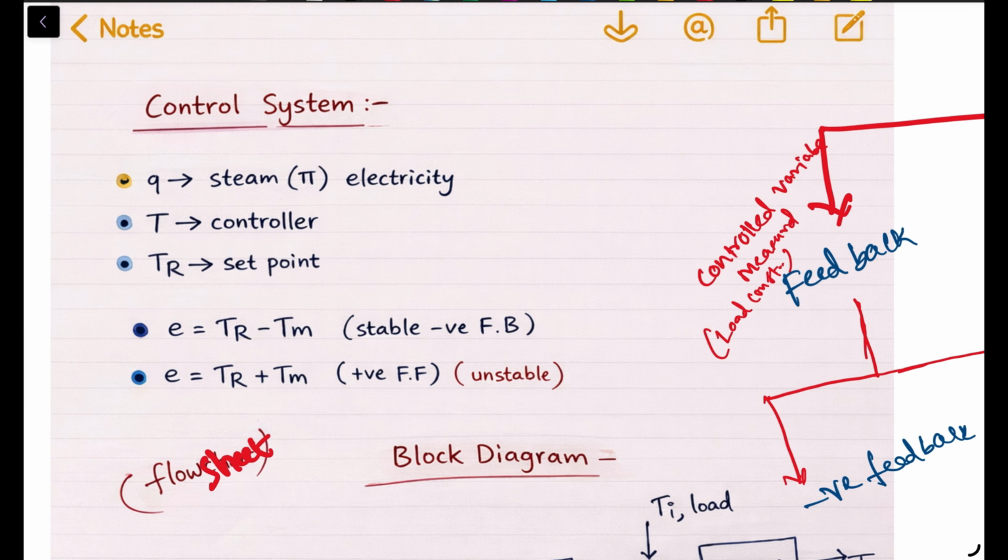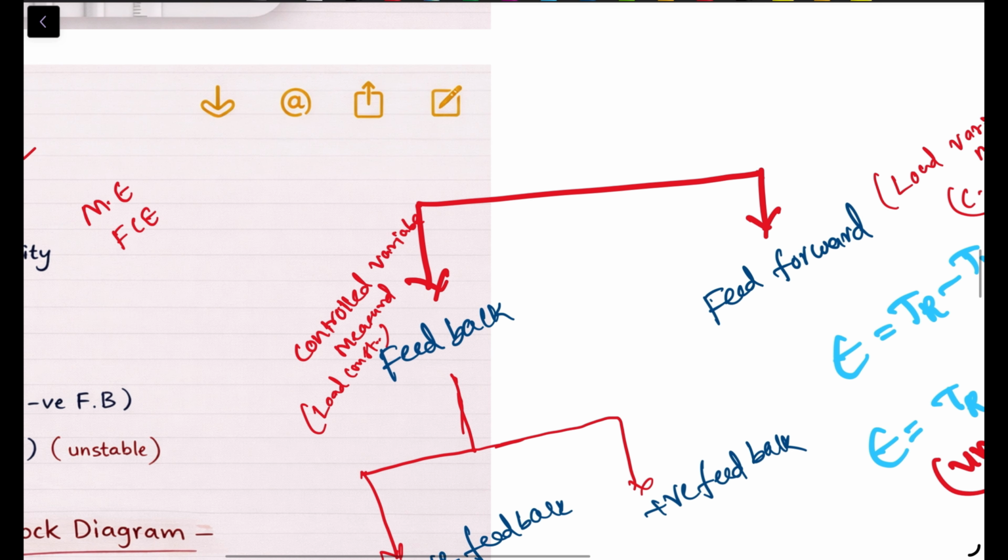In the previous part, we discussed the measuring element, controller, and final control element. We understood how these components work together to maintain the reactor temperature. Now we are going to understand different types of control systems and the block diagram representation of a control system. So let's see the types of control systems.